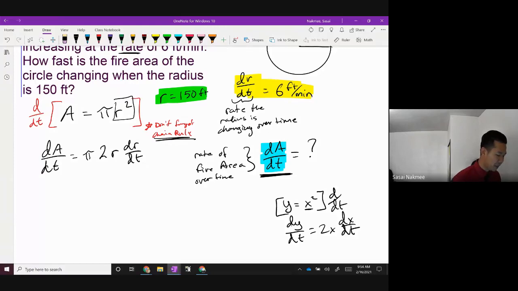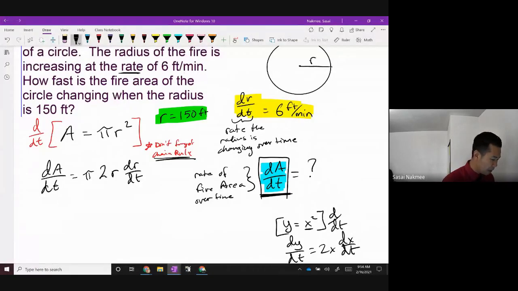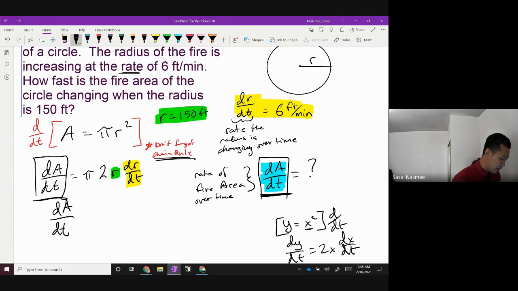Okay. All right. With that being said, if you look carefully now, doing this work gives us this new equation that has what we are trying to find, the dA/dt, equal to some stuff that we can plug in. You ready for this? We already know some of these values. We know that r is equal to 150, and we know that dr/dt is equal to 6 feet per minute. So all we got to do is just plug in those values, and I'll figure out that dA/dt is going to equal pi times 2, or 2 times pi.